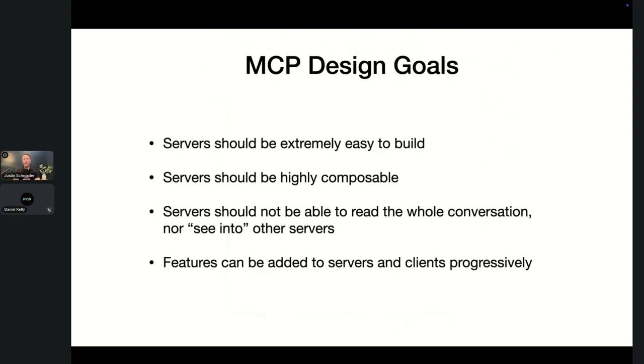Let's talk about that specification. Here are the design goals. I'm going to just slowly walk through the spec here. Design goal number 1, servers should be extremely easy to build. Totally agree. Servers should be highly composable. Totally agree. Servers should not be able to read the whole conversation nor see into other servers. This is interesting. I'm going to make a bold guess that this will slowly evaporate from the MCP spec over time. And number 4, features can be added to servers and clients progressively.